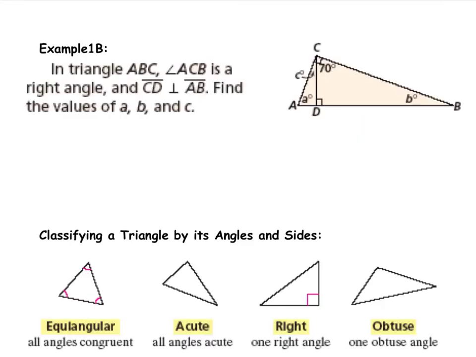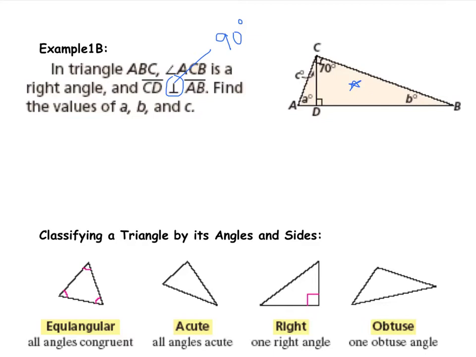In this triangle ABC, angle ACB is a right angle, and segment CD is perpendicular. This means perpendicular creates 90 degrees with line AB. Find the values of A, B, and C. So again, you have three triangles here. So you're going to want to pick a starting point. We can pick a starting point in this triangle right here. Or we could, that's about the only starting point we got, I think.